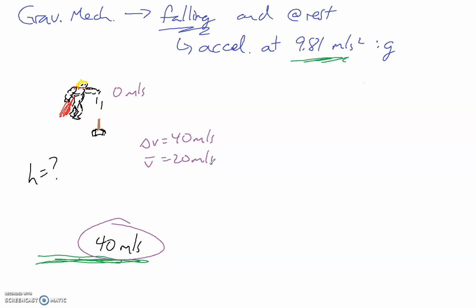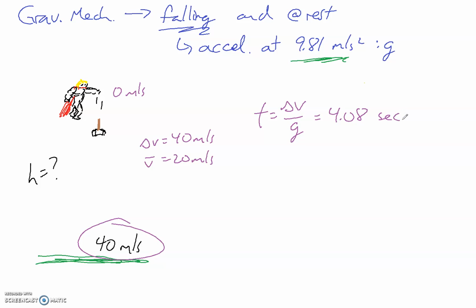So I have my average V. I need that for distance, but I need my time, and I can use my change in V and gravity to find my time. So time would just be the change in V divided by the acceleration due to gravity. So we've got that 40, and we're going to divide that by the 9.81. So it's going to take just over 4 seconds. And we're looking at 4.08 seconds for it to fall.